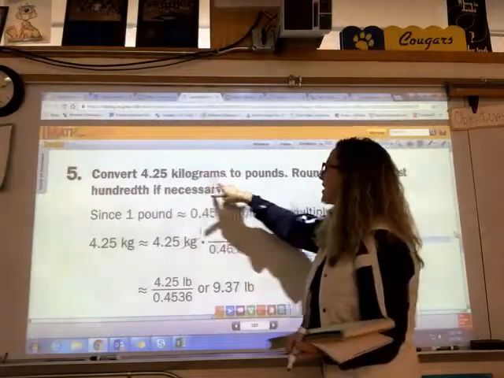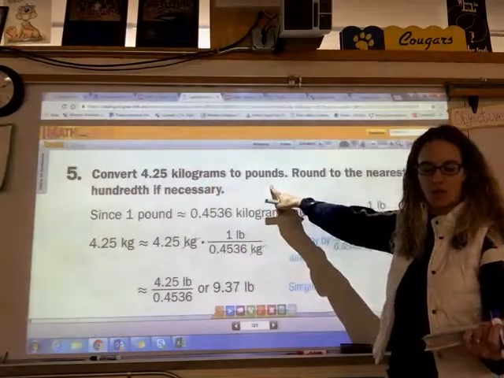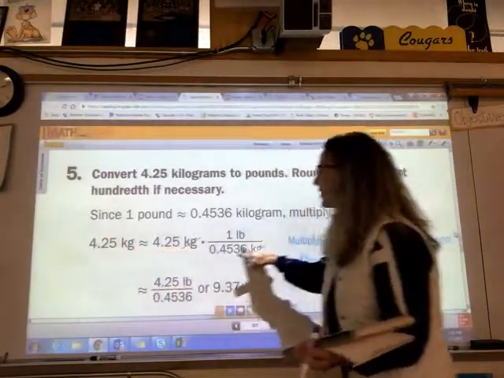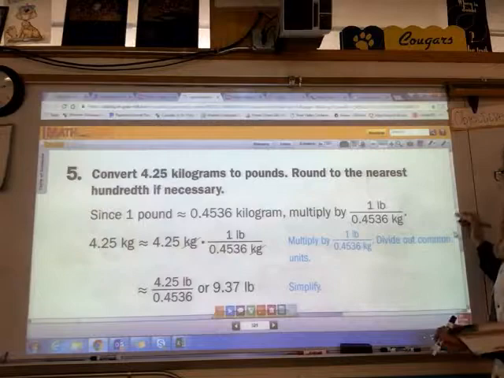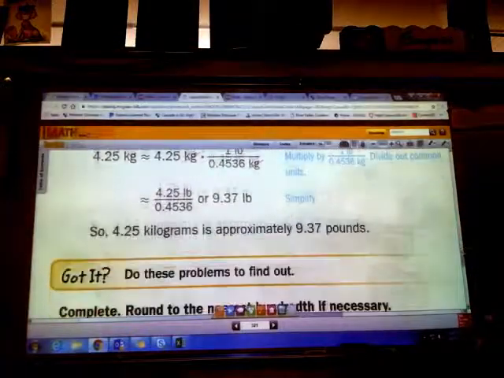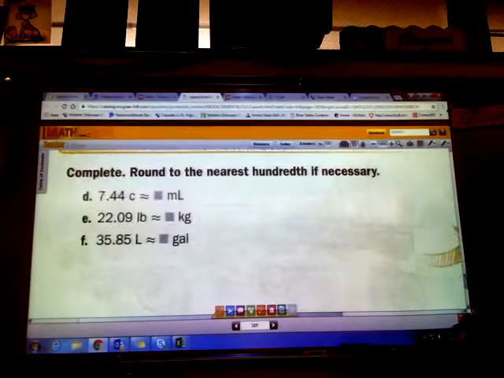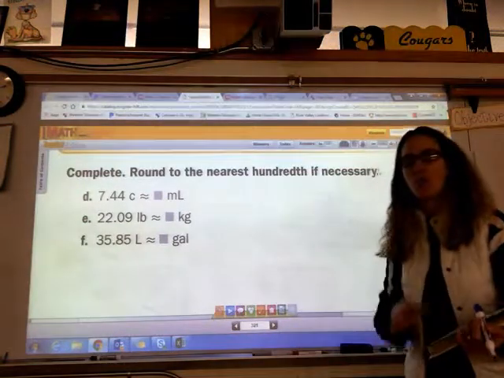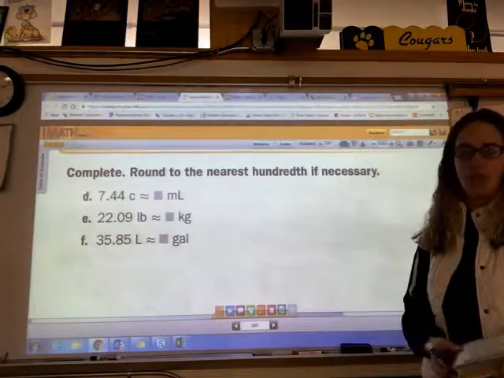Number 5, you're converting kilograms to pounds. So on this one, we're focusing more on the weight or the mass. Again, your setup is still going to be the same, so you can pause the video to take a look at that example. And then we're going to go ahead and take a look at the 3 practice problems on the bottom of page 321. We are going to do these together.